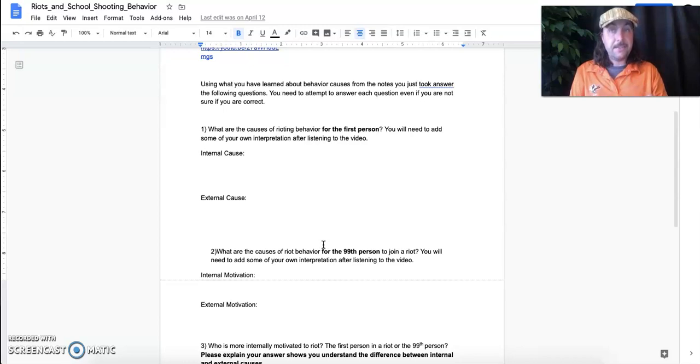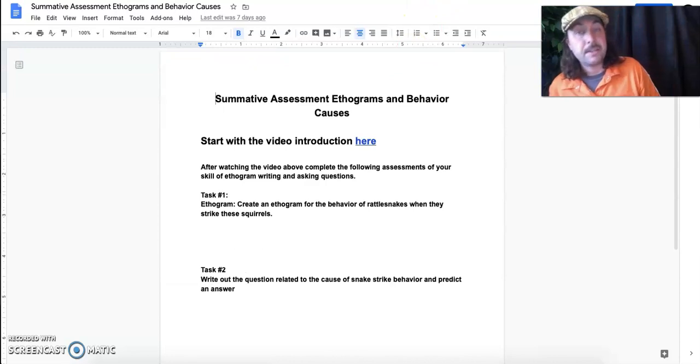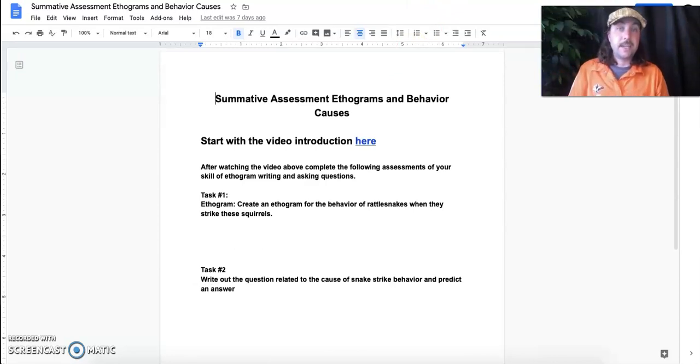If you do that, you do not need to fix your riot and school shooting behavior. Instead, I want you to go over your summative assessment that you took for the end of last week. Many of you have already submitted this, but I would like everybody to go over your summative assessment again after looking at your score on the riot assessment. We turned in the riot assessment first. I scored it. Look at how well you did on that, and then go back to this assessment, because this is going to be my second grade on behavior causes and my third grade on ethogram writing.